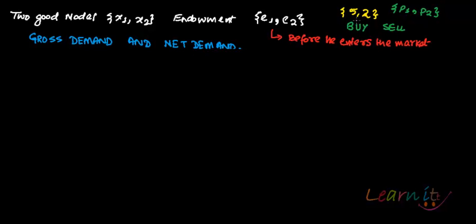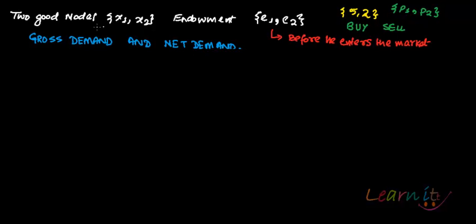Now this is an endowment. This is what he has before he starts in the market, before he enters the market. So he has 5 units of good 1 and 2 units of good 2. Then he inspects the prices, and reflecting on these prices, he decides whether he should buy the good or whether he should sell the good. If he is getting a lower price, he'll be buying the good. If he is getting a higher price, he'll be selling the good, clear.